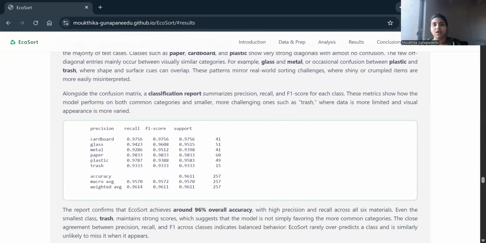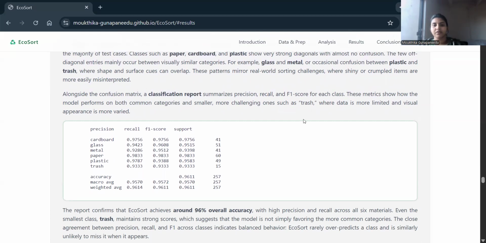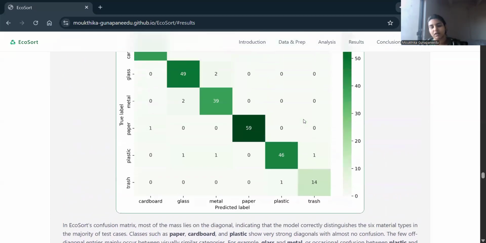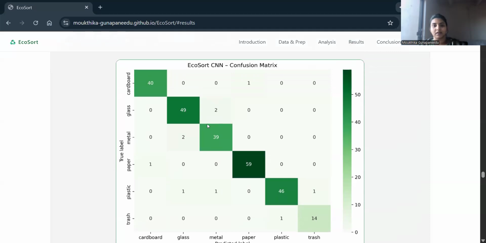So in the confusion matrix, you can see that the rows basically represent the true labels and the columns represent the predicted labels. And the diagonal cells are the ones that the model is predicting correctly. So most of them. And off diagonal cells are the misclassifications. So for EcoSort, most of the mass is on the diagonal. That means that the model is correctly identifying the majority of the images in each of these categories.